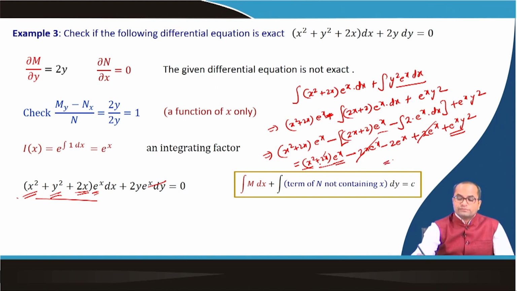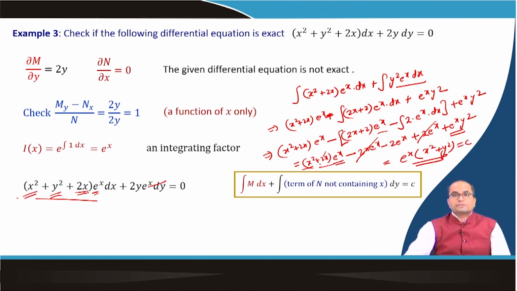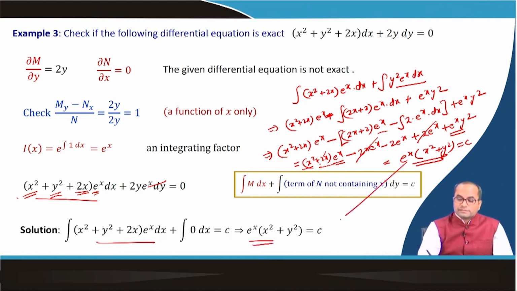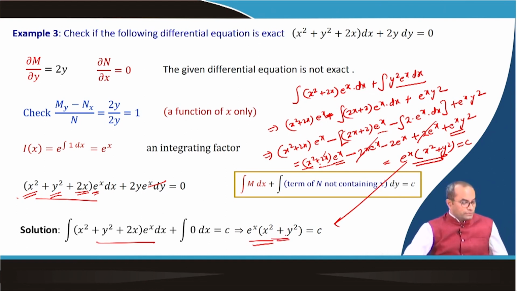So, basically what we got is e power x times x square plus y square, and that is the solution of this differential equation, equal to c. So, getting the solution, as discussed here, e power x times x square plus y square is equal to a constant.